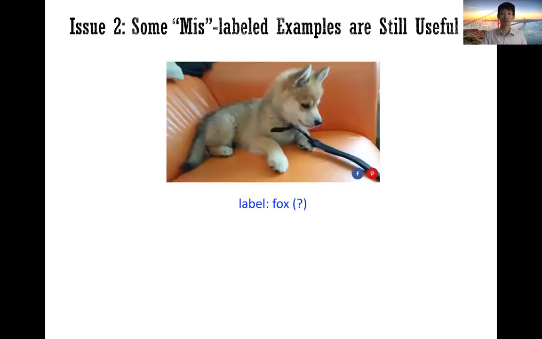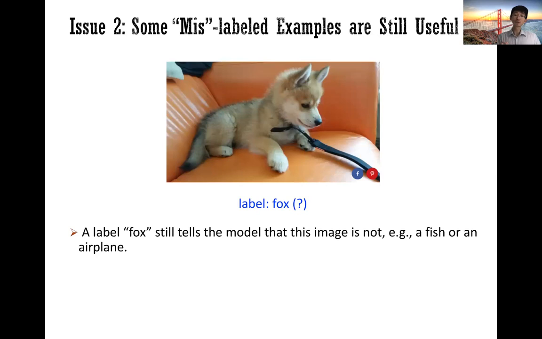There's another related issue, which is that some of the mislabeled examples probably shouldn't be dropped, just because they are still useful in some sense. Here is an image of a dog. However, imagine that the label of this image is fox, just because the example seems pretty ambiguous, and maybe the labeler didn't carefully look at the background of the couch and just said this is a fox, because the dog looks like a fox.